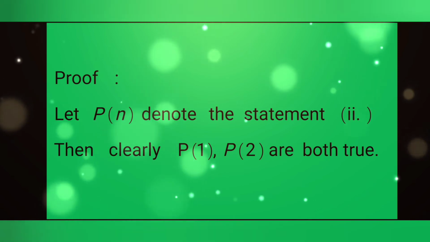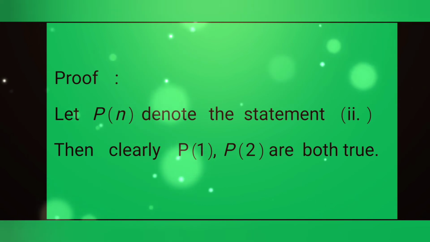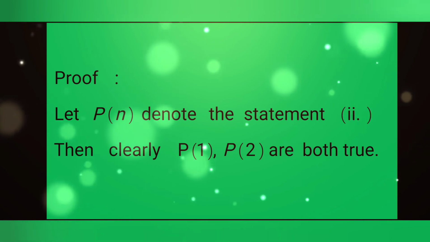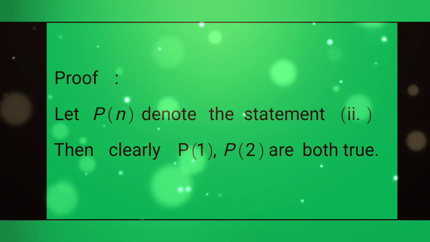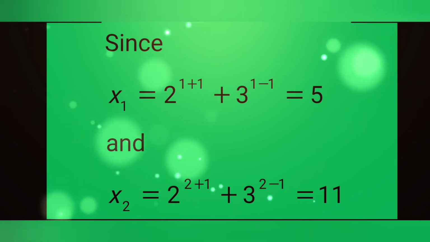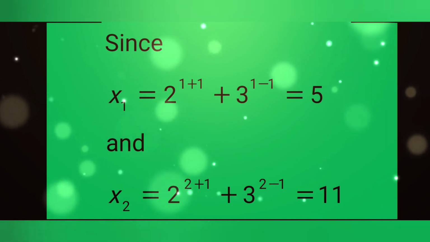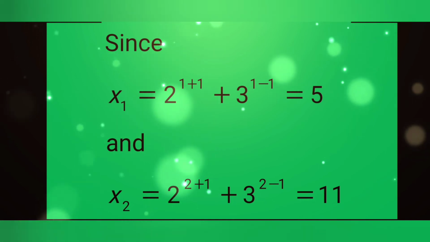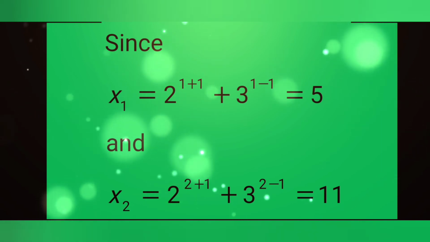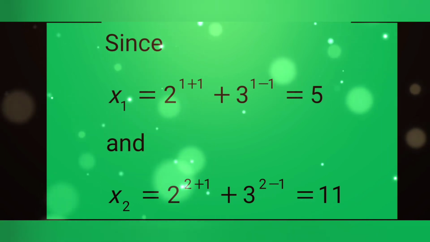Now the proof. We let P(n) denote statement 2. Then we can see clearly that P(1) and P(2) are both true in statement 2, since x1 is equal to 2^(1+1) + 3^(1−1), which is equal to 5. And x2 is equal to 2^(2+1) + 3^(2−1), which is equal to 11.